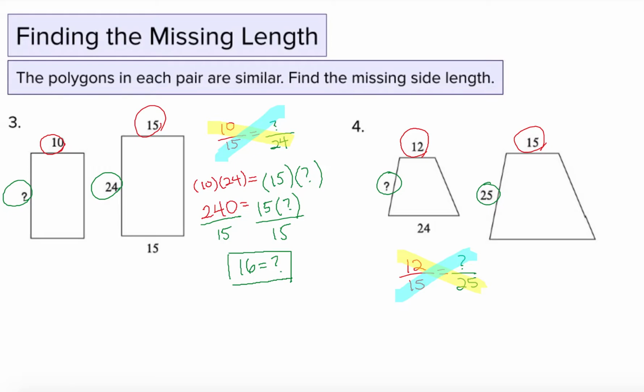So I'm going to take both of my yellow numbers and pair them together. So I have 12 and then 25. And then I am going to take my blue numbers, so the 15 and the question mark, and pair those together. And then I am going to multiply everything out. So I'm going to do 12 times 25, which is going to give me 300.